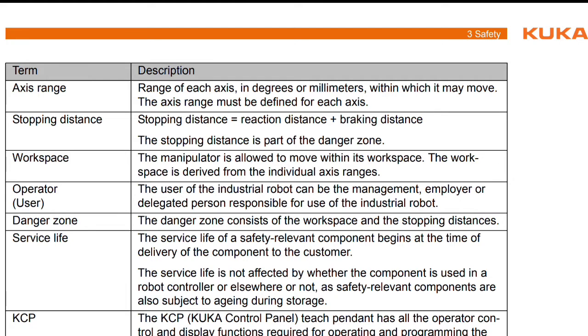Stopping distance. Stopping distance is equal to reaction distance plus braking distance. The stopping distance is part of the danger zone. Workspace. The manipulator is allowed to move within its workspace. The workspace is derived from the individual axis ranges. Operator, user. The user of the industrial robot can be management, employer or delegated person responsible for use of the industrial robot. Danger zone. The danger zone consists of the workspace and the stopping distance.